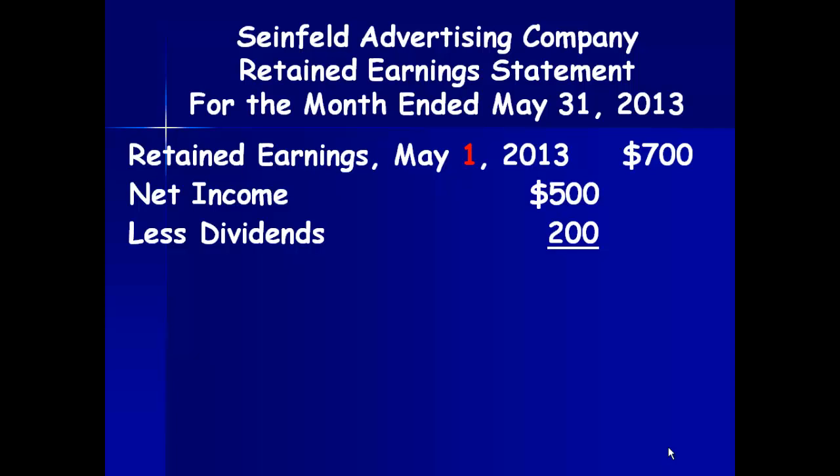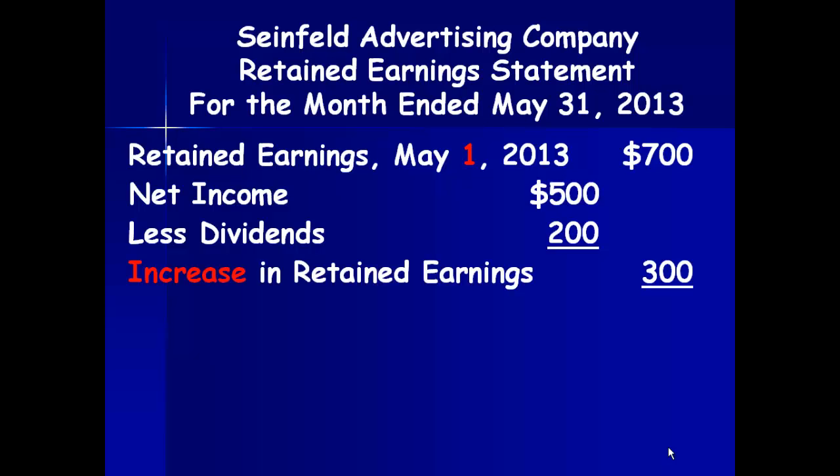Dividends, from that table, very bottom. Again, we just need the total. Hopefully we have an increase in retained earnings, but let's see. My net income was 500, my dividends were 200. All right, increase or decrease in retained earnings? Increase. Why? Because the net income of 500 is bigger than my dividends of 200. I have an increase in retained earnings then of $300.